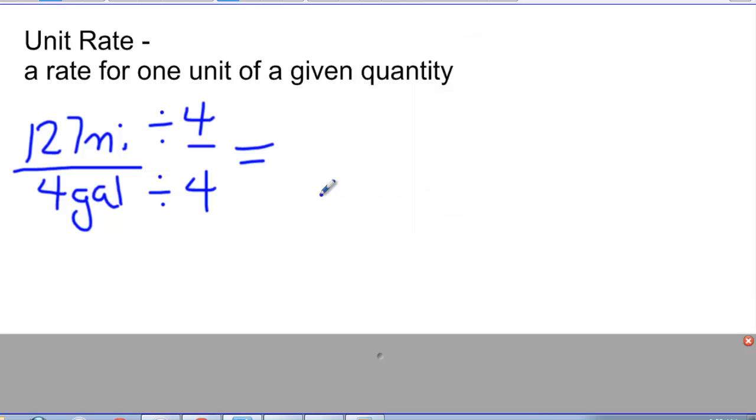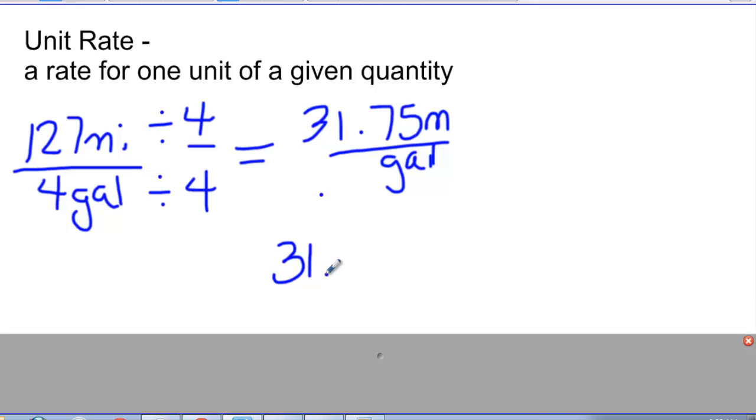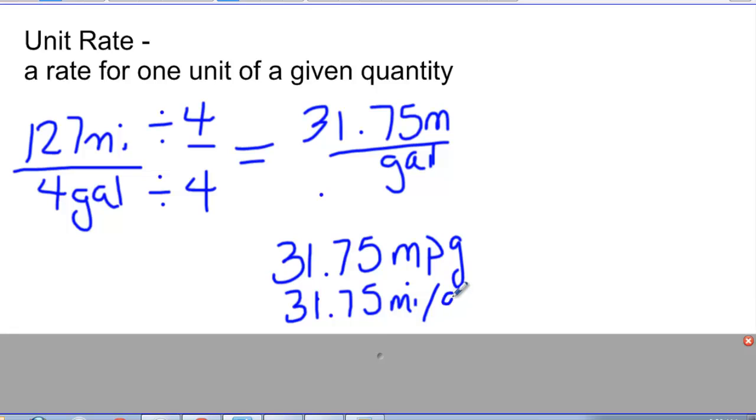So, if I come back here, I would write this as 31.75 miles per gallon. Or a lot of times with some of these common ones that we often find, I would write 31.75 mpg. And that's just because miles per gallon is used so often that we have abbreviated it as mpg. Or again, you can write it as 31.75 mi/g. So now I could take that information and compare it to a different car's unit rate, and I could compare the fuel efficiency of those two cars.